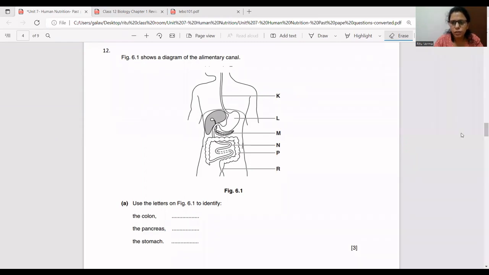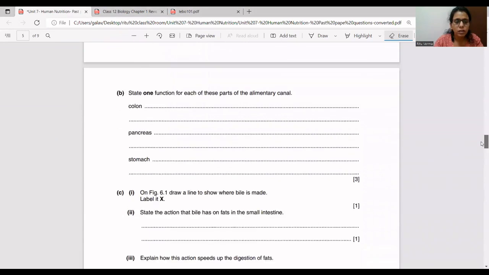Let's move on to the next question. Next part of question number 12. They have given: state one function for each of the following parts of the alimentary canal. Now this question is given for 3 marks, that means 1 mark belongs to each part. First one is colon. We already know colon is also known as large intestine, and in the large intestine the food which comes is actually undigested food, and that food is rich in fibers, water, and some of the minerals and vitamins. So what happens is excess water gets reabsorbed in the colon. So you can just write down that water plus some of the leftover minerals and vitamins gets reabsorbed in the colon.